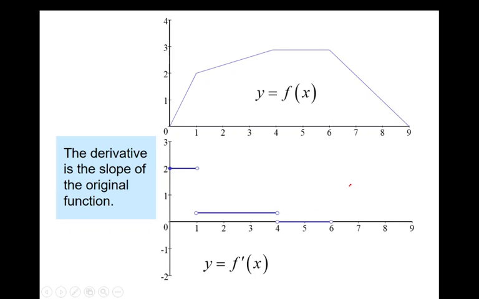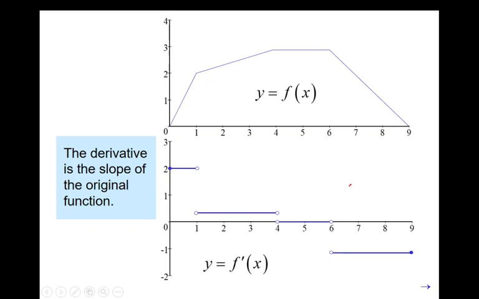From 4 to 6, we have a slope of 0 because it is a horizontal line. So you can see right here, from 4 to 6, I'm at 0. And then from 6 to 9, my rise is -3, my run is 3, which means my slope is -1.